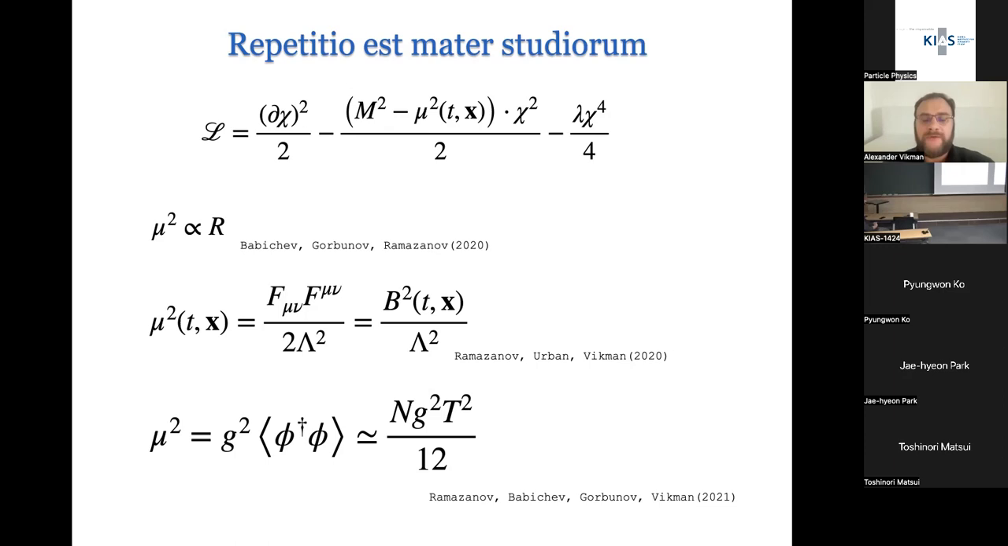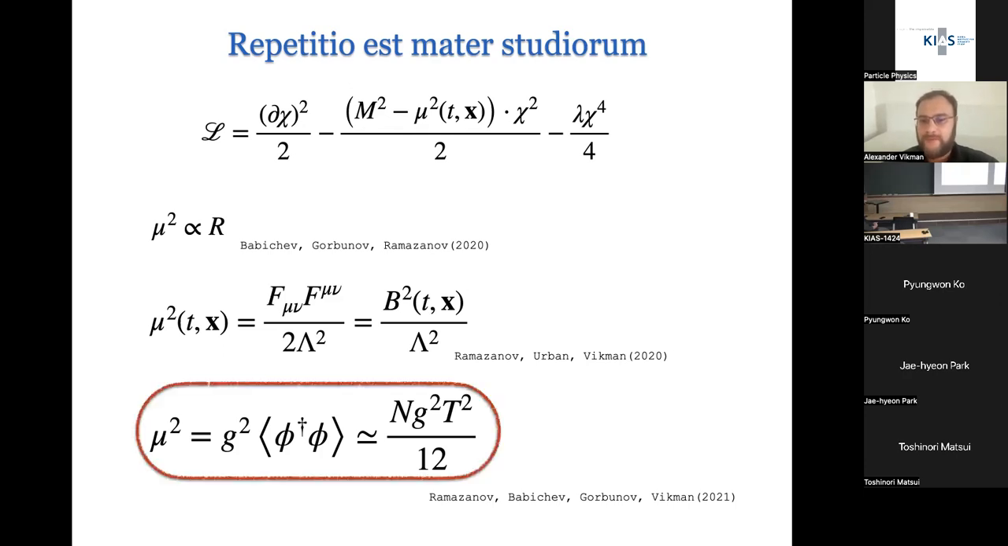So now what will happen? If we just use a normal portal coupling constant, then this phi dagger phi expectation value will be just proportional to T squared. And therefore, this mu is roughly speaking given by the temperature. So then in the early universe, the temperature is high, therefore mu is large. In the late universe, the temperature is small, mu is small. So this is what I'm going to talk about from now on.